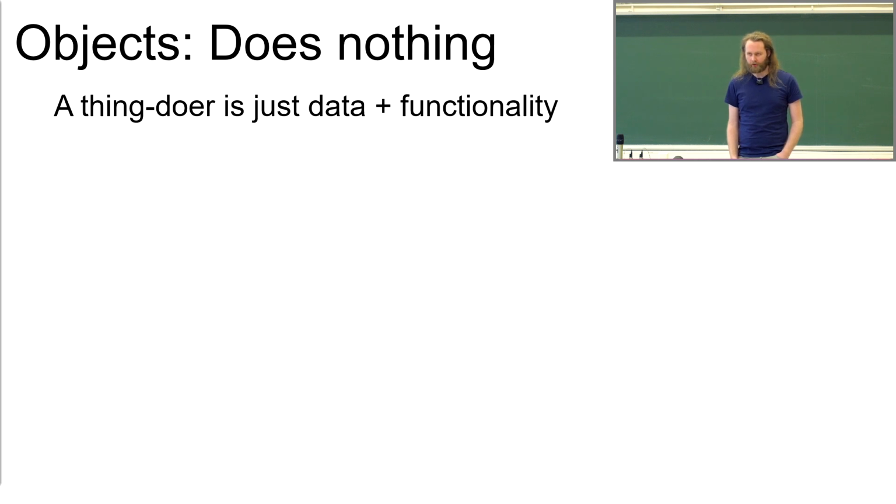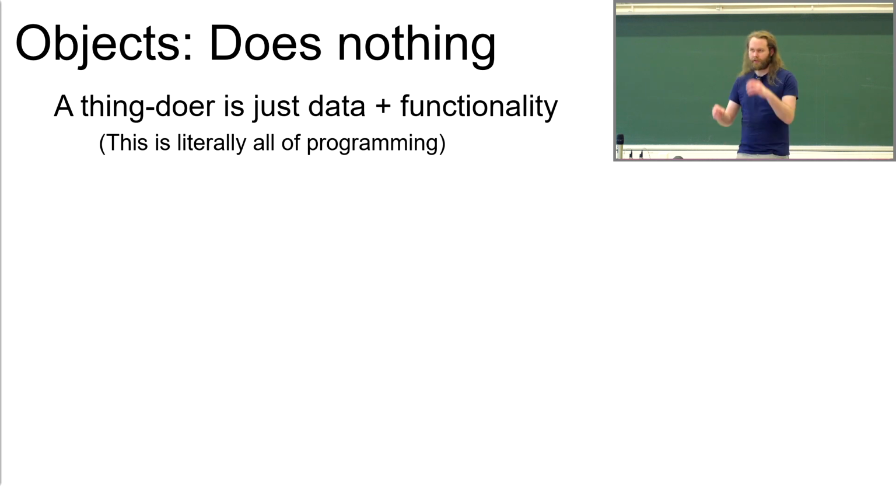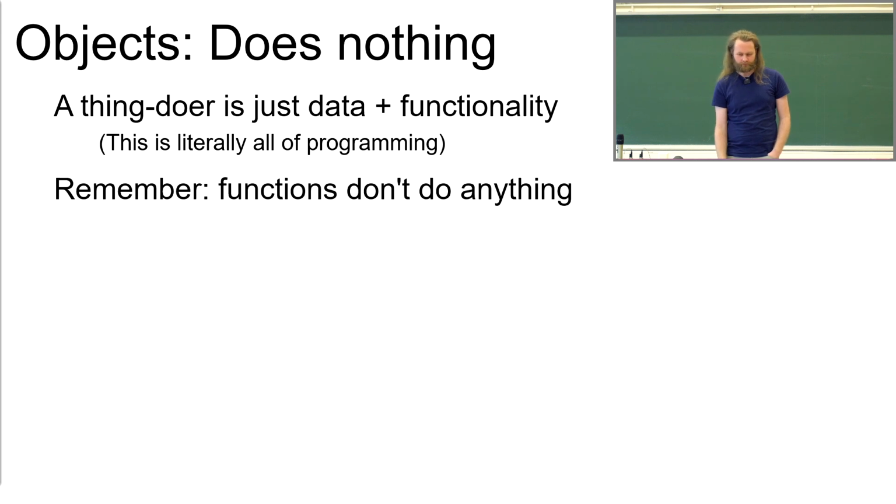So an object doesn't do anything. That's the first thing. Our thing doers, the things that are the tasks in our program, yes, they have data, they have state, and they have inputs and outputs, which means they have functionality. So data plus functionality, you combine them together, boom, object, right? So this is literally all of programming, and you might go, data plus code equals objects, and object equals good. The problem is that, remember, functions don't do anything. A function on its own doesn't do anything before it is being called, and something needs to call it.